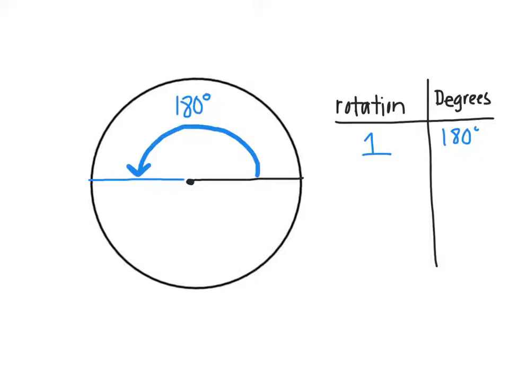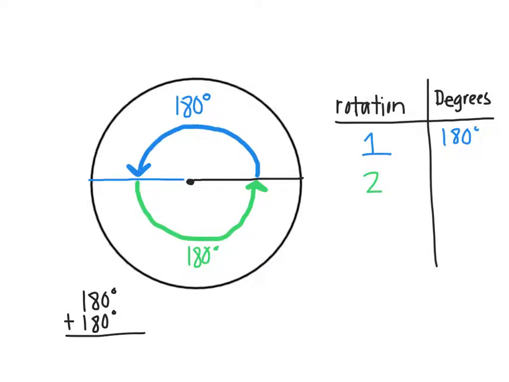We can prove this by making a second rotation. So this is rotation 2, also 180 degrees. And when we add 180 degrees plus 180 degrees, 0 plus 0 is 0, 8 plus 8 is 16, 1 plus 1 plus 1 is 3, we get 360 degrees. And this makes sense because we started with a full circle. So if my first rotation was 180 degrees, and on my second rotation, I rotate another 180 degrees, we get to a full circle, or 360 degrees. So it takes 2 rotations of 180 degrees to complete or to rotate a full circle.